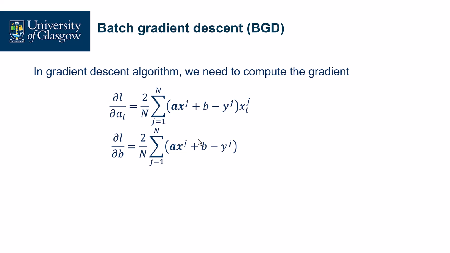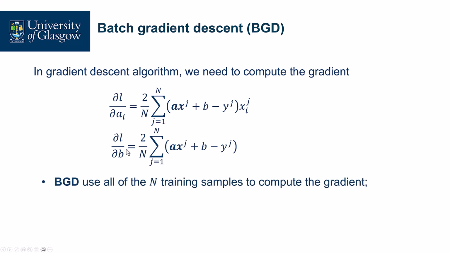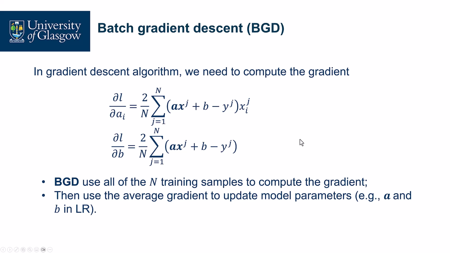In batch gradient descent, we calculate the gradient of all the samples and then get the average of them. When we get the average, we update the decision variables, a and b, in linear regression. This kind of method has pros and cons. So the advantage is what?